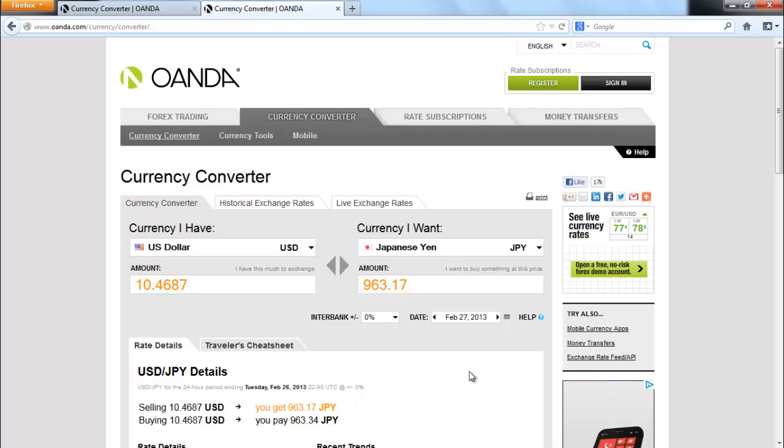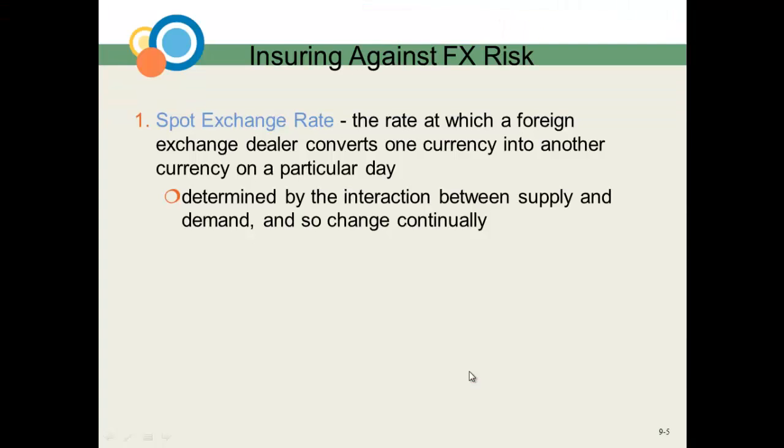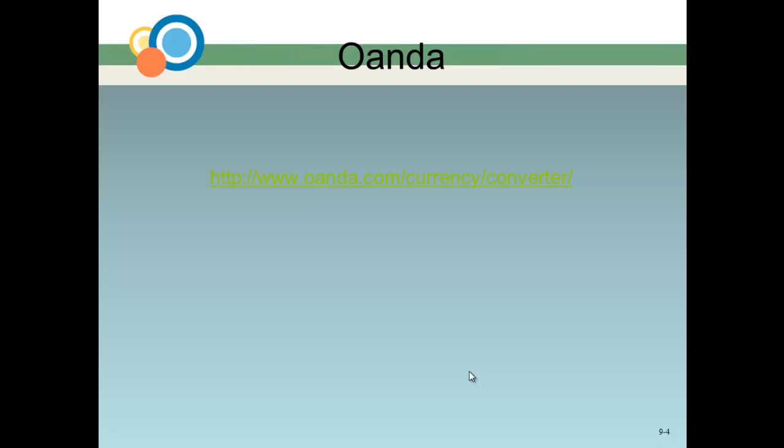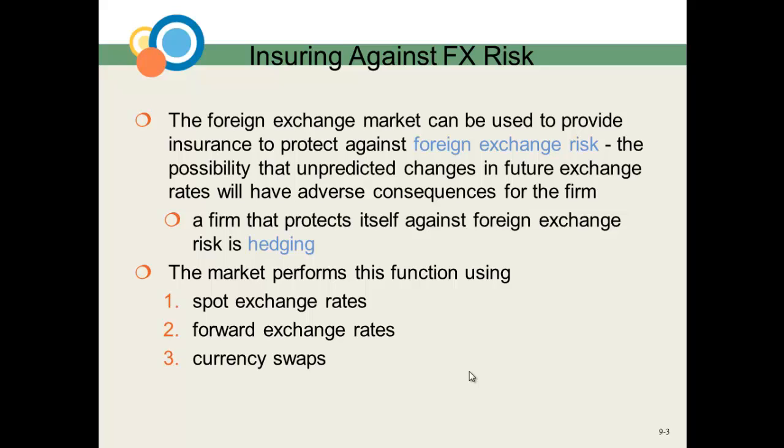A firm can protect itself from the foreign exchange rates by hedging. And in basic language, hedging is taking a position in one market to offset a loss in another market.